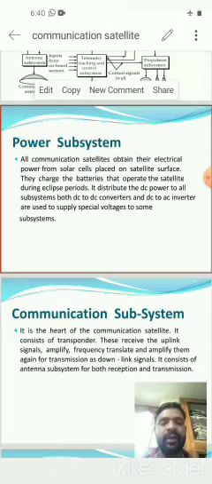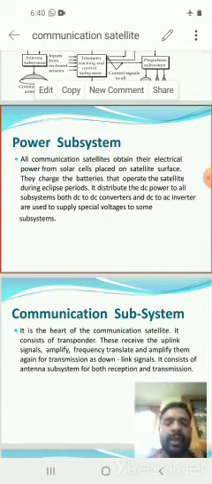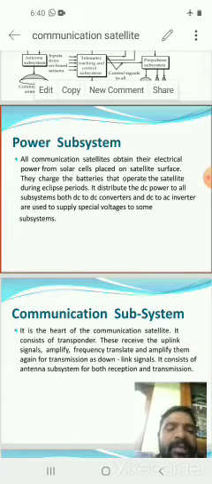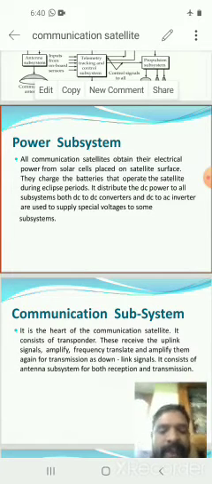Down converters are used in the downlink system, through the transmitting antenna to the earth station. So in this way the transponder works in the communication subsystem.